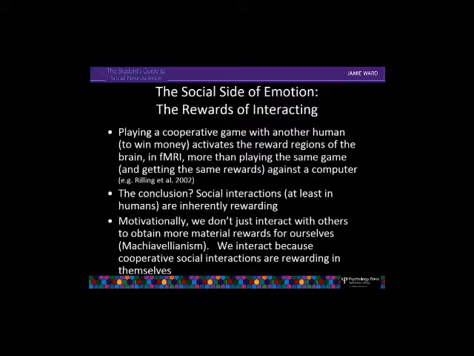And what you find is that if you win £1 through cooperating with another human, your reward circuitry gets activated a lot more than if you win £1 by interacting with a computer. Even though in both cases you are interacting with a computer, in one case you have a belief that you're interacting with a human. And there's something about that belief that is in itself a reward. So again, there's something inherently rewarding about cooperating and interacting, over and above the actual physical or more objective rewards that one might have.